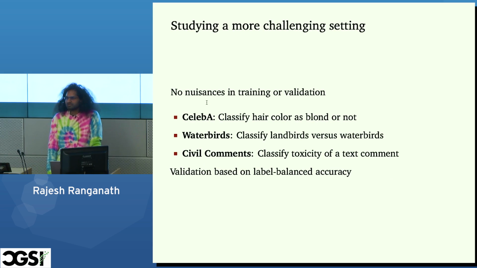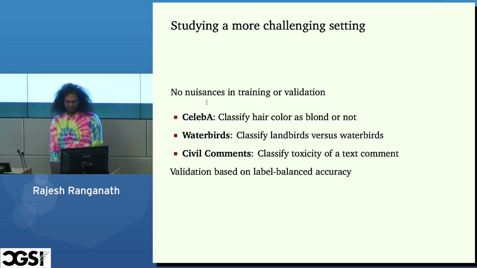And we can go back to real data and try to study a more challenging setting. What makes this setting more challenging is that I have no idea what the nuisances are in training or in validation. A lot of methods out there, if you look under the hood, say we don't use these nuisances in training, but they use them in validation. One way you can do a good job is to produce a whole bunch of candidate models and effectively select on the validation set, which is just like training using your validation data.